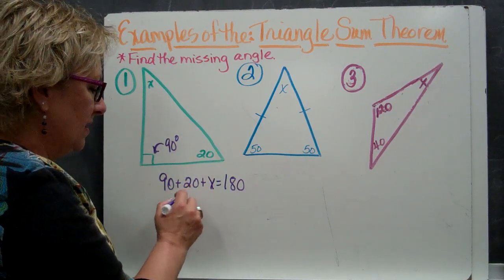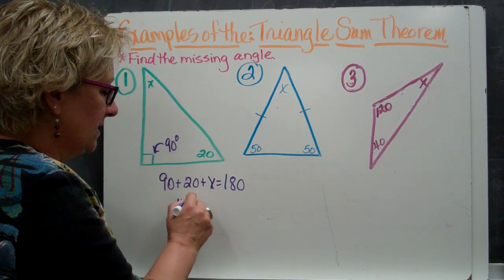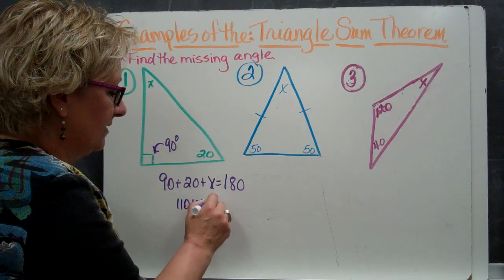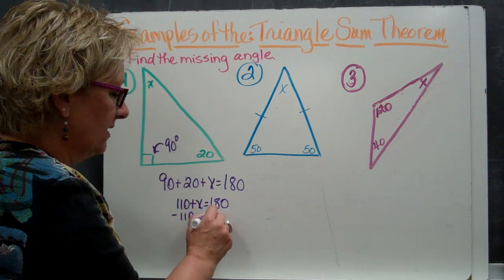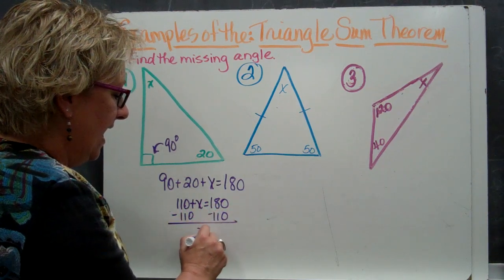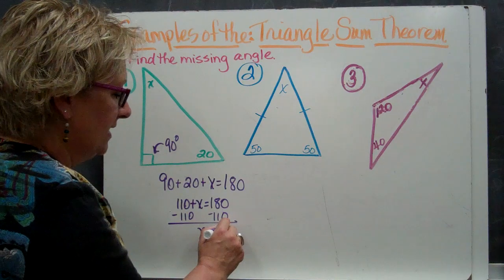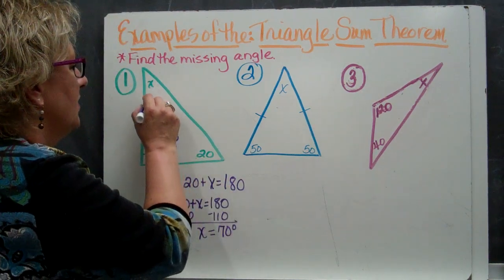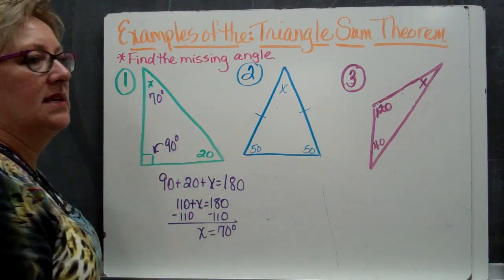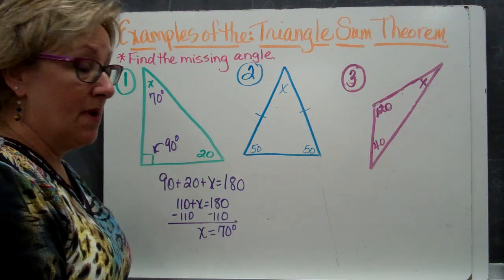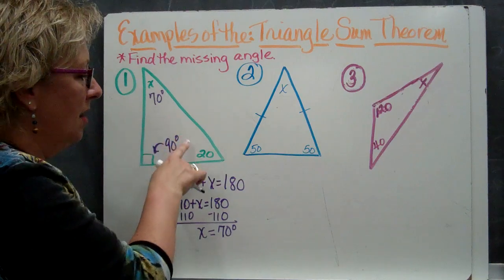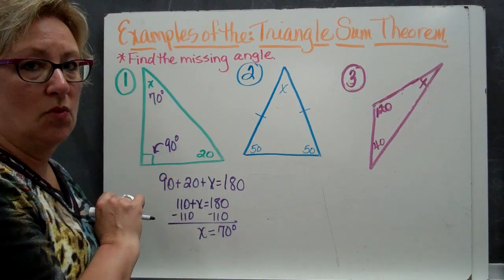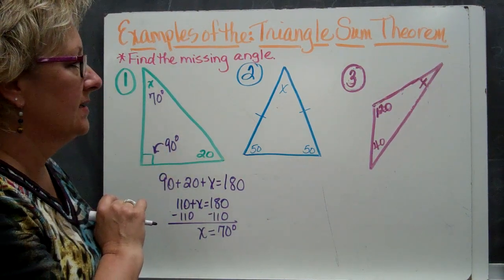So I know that 90 plus 20 is going to be 110. Plus x is going to be 180, and when I subtract 110 from each side, x is going to equal 70 degrees. So this angle is going to be 70 degrees. In order to check my work, I need to add up 90 and 70, which is 160, plus 20, and I know that equals 180. So I did my math correct.